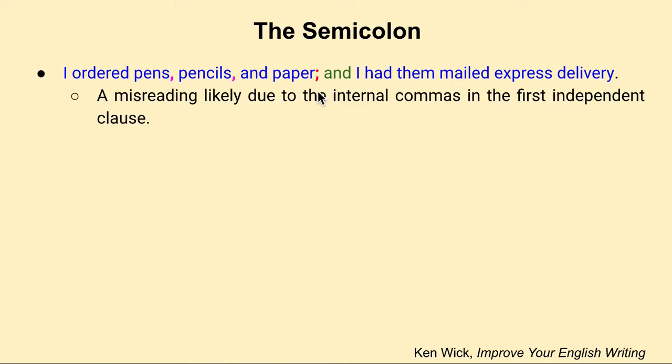I think my bullet explains this. A misreading is likely due to the internal commas in the first independent clause. So since we have multiple internal commas, instead of a comma to separate the 2 independent clauses, we use a semicolon.